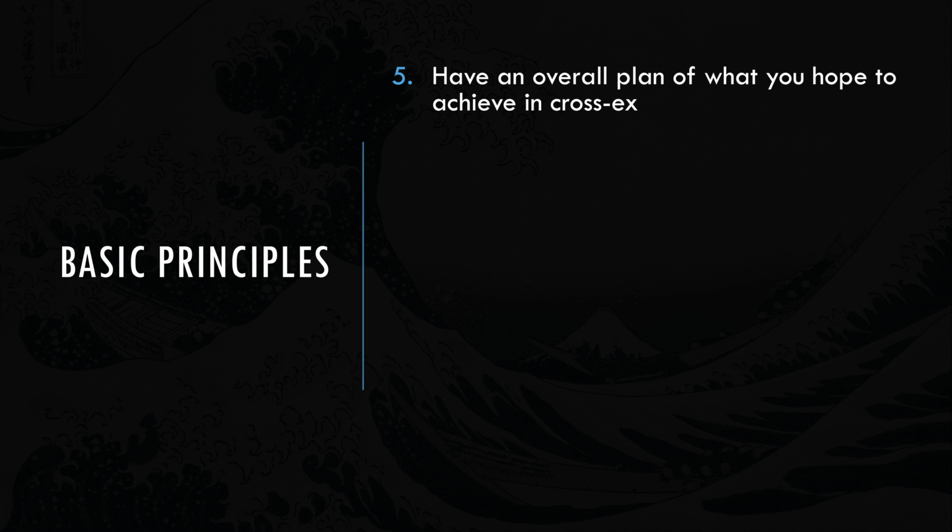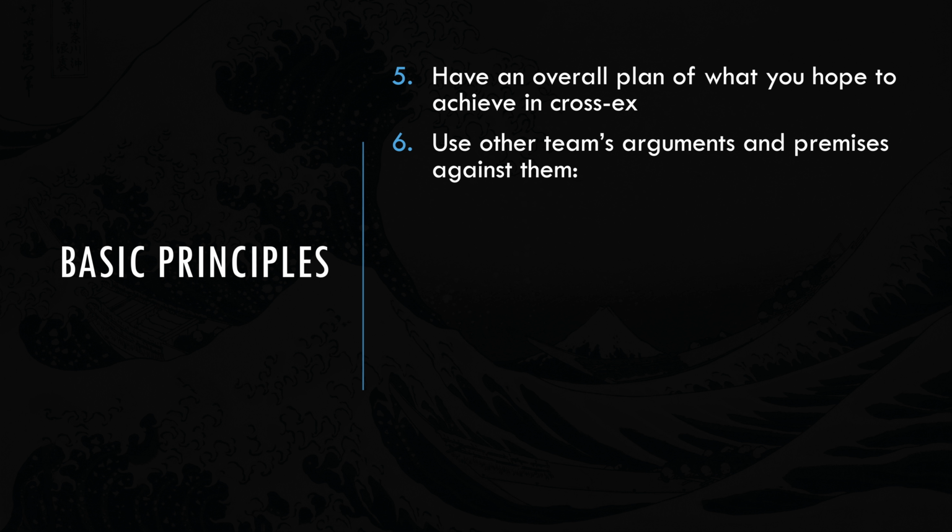Fifth, have an overall plan of what you hope to achieve in cross-examination. I'm actually going to talk about 5 and 6 simultaneously because I think you'll see what I mean here. And 6 is use the other team's arguments and premises against them. So 5 is thinking through what your ultimate goal is. All right. So if the affirmative team is proposing getting rid of standardized tests, that colleges should not use standardized tests, and you're the negative team and you want to ultimately prove that standardized tests are a really important metric for colleges to be able to fairly evaluate candidates, then you need to have that overall plan of what you want to achieve in that cross-examination.